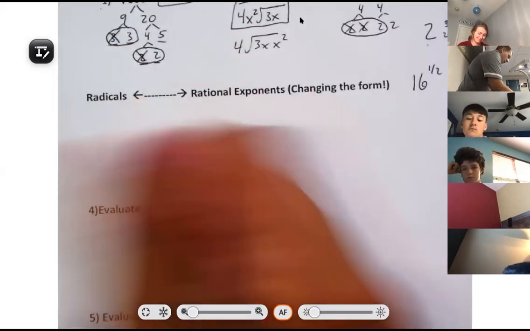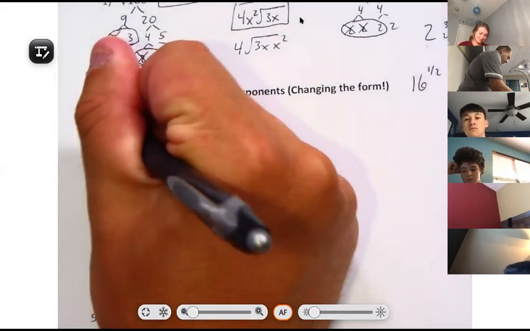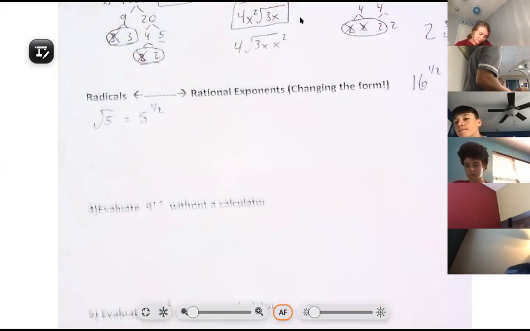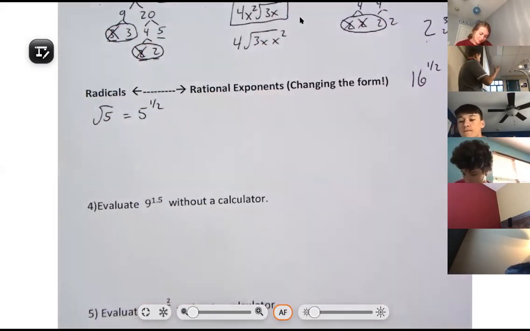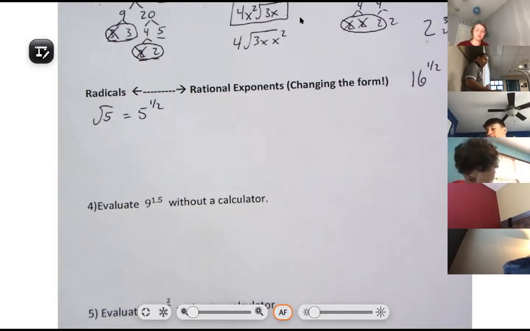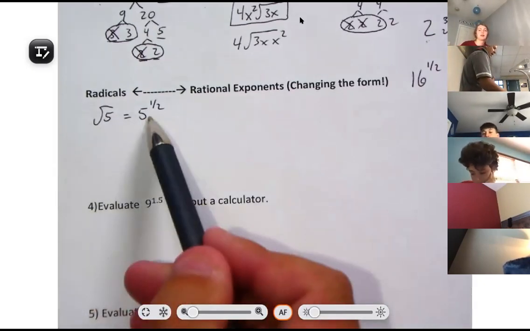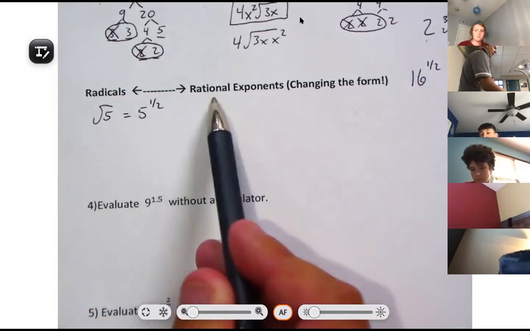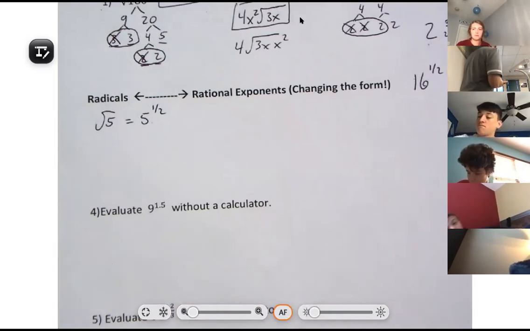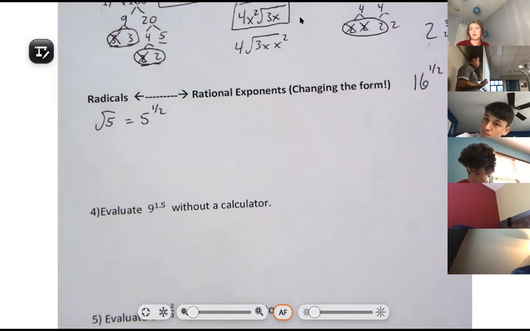The square root of 5 is the same as 5 to the 1/2 power. They mean the same exact thing. They look different, but they mean the same thing, just like 1/2 and 0.5 look different but mean the same exact thing. So it's just two different forms. This is called radical form. This is called exponent form. When I say rational exponent, a rational number is a fraction. So when we say rational exponents, that means a fraction exponent. So those mean the same exact thing.